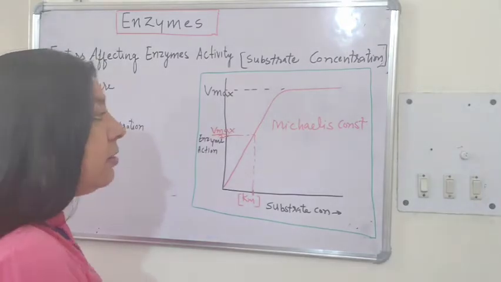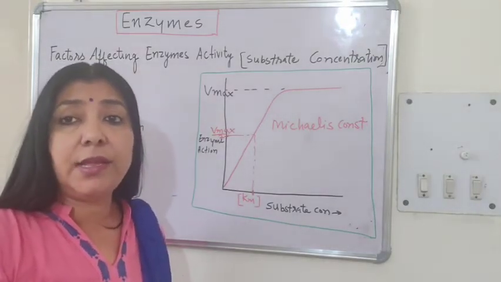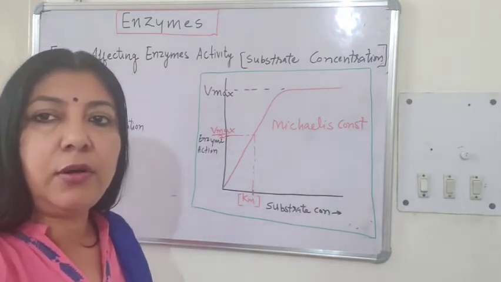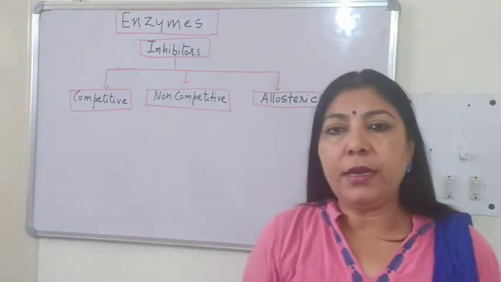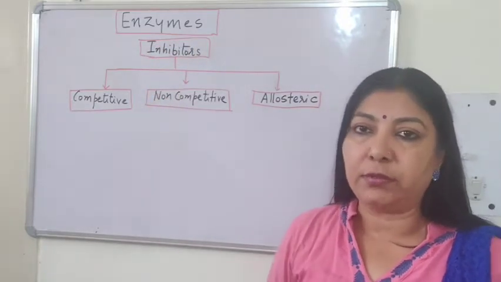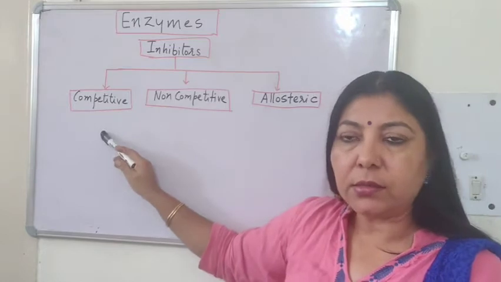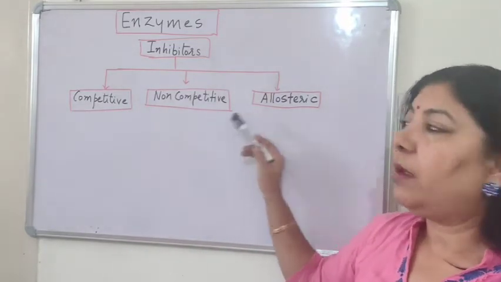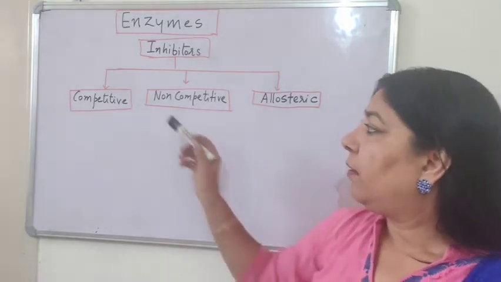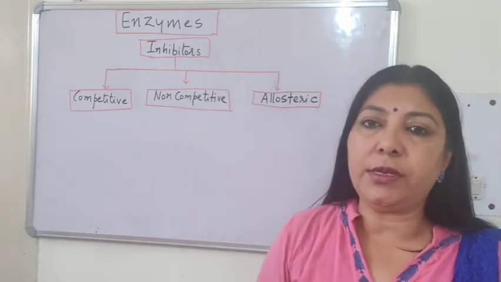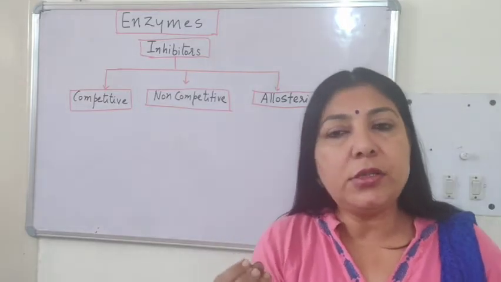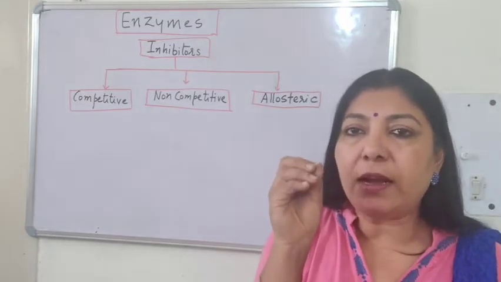Now we come to the next factor which affects the rate of reaction of the enzyme, which are called inhibitors. There are different types of inhibitors. Let's study about the inhibitors. We can categorize them into three groups, which are competitive inhibitors, non-competitive inhibitors, and allosteric inhibitors. Let's see how they are different. Competitive inhibitors are those inhibitors which resemble a substrate and they compete for the specific active sites.